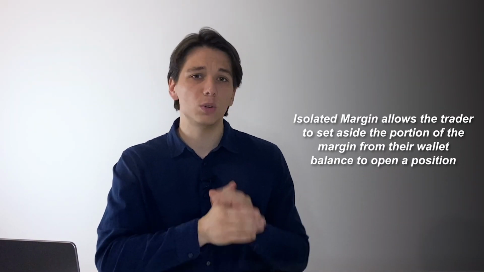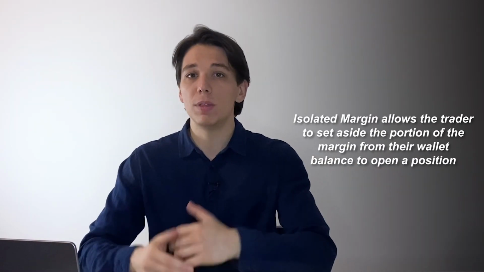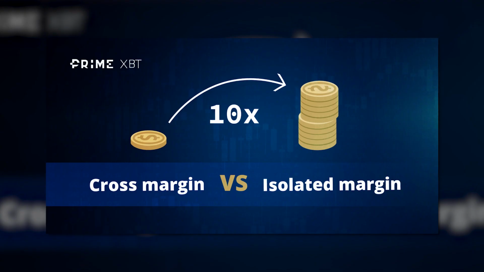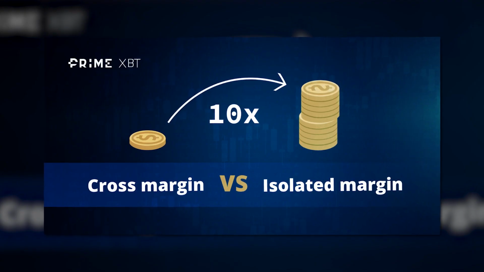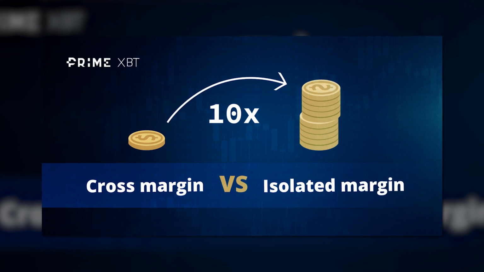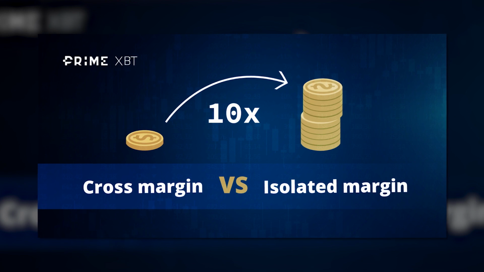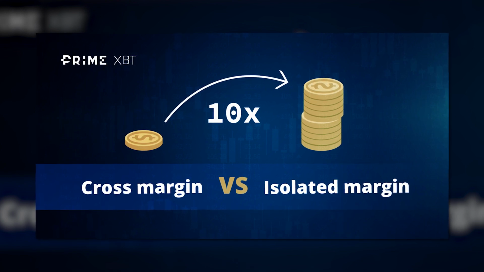And now let's talk about isolated margin. Isolated margin allows the trader to set aside a portion of the margin from their wallet balance to open a position. In this mode, your liability is limited to the initial margin posted. So in the event of a liquidation, any available balance you may have will not be used to add margin to your position. To put it simply, you will just lose the initial margin. Your maintenance margin will stay intact.